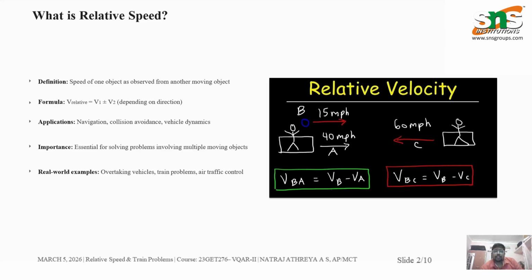So the formula to find the relative velocity is v relative equals v1 plus or minus v2, depending on which direction the velocities are. The applications are navigation, collision avoidance, vehicle dynamics, and so on. The importance is that it is essential for solving problems involving multiple moving objects. Some real world examples are overtaking vehicles, train problems, air traffic control, and finding the relative motion of planets, galaxies, and so on.